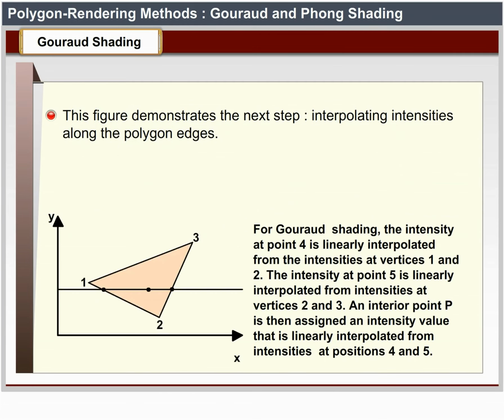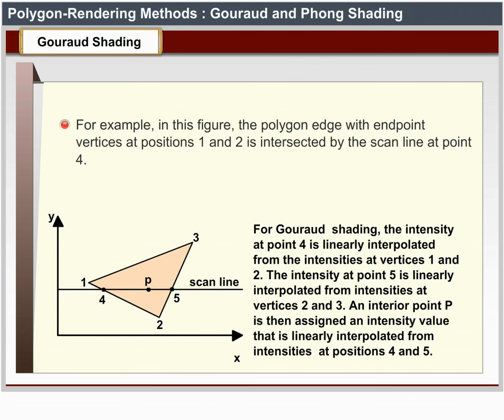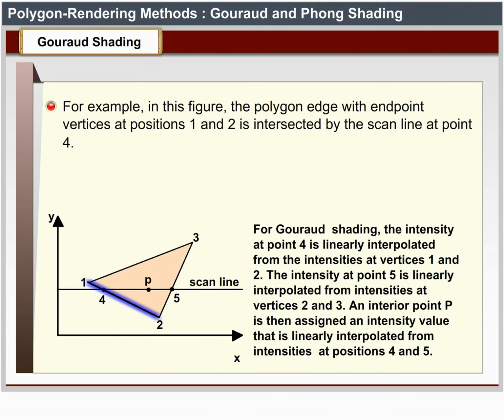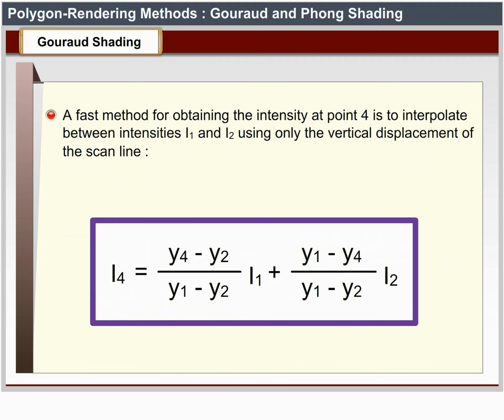For each scan line, the intensity at the intersection of the scan line with the polygon edges is linearly interpolated from the intensities at the edge endpoints. For example, in this figure, the polygon edge with endpoint vertices at positions 1 and 2 is intersected by the scan line at point 4. A fast method for obtaining the intensity at point 4 is to interpolate between intensities I1 and I2 using only the vertical displacement of the scan line.